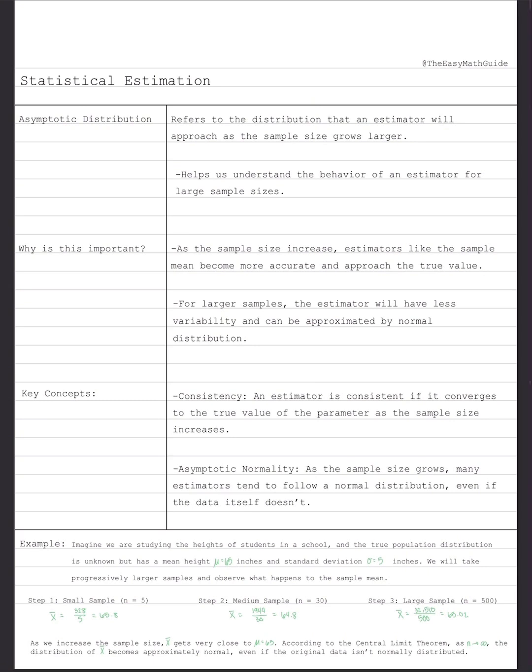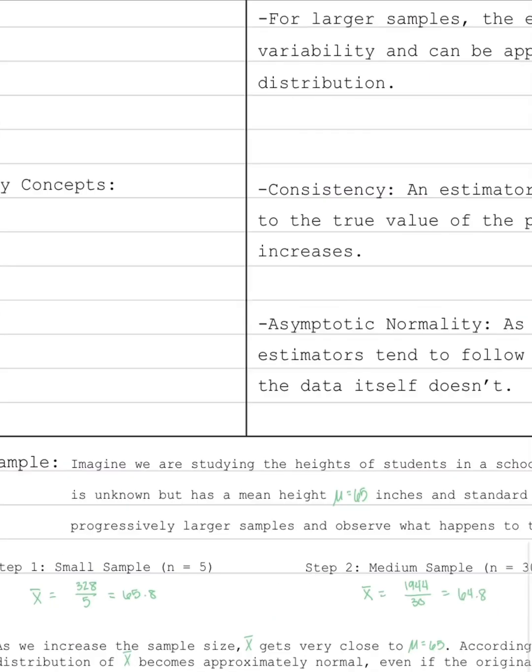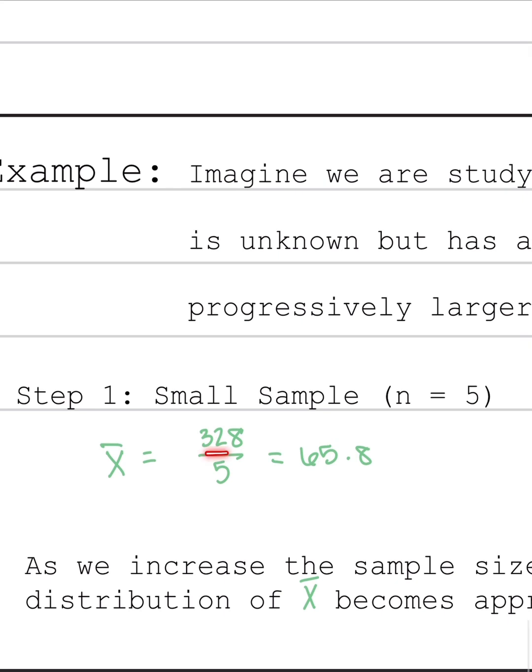Okay, so now we're going to do a little example down here. So pretend we're studying the heights of kids in school. So we're just picking a bunch of random kids, we're taking their heights. So we know the mean is 65, we know the standard deviation is 5. So we're going to take bigger samples just to see what happens to this mean. Now for the sake of this example, I'm not going to list out all of the heights, especially when we get to our large sample. 500's too much.